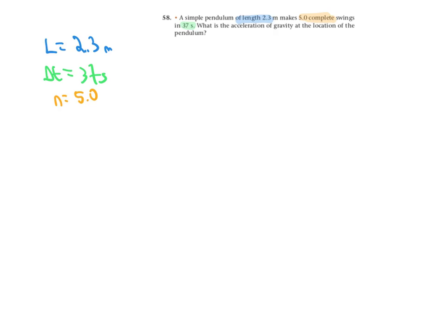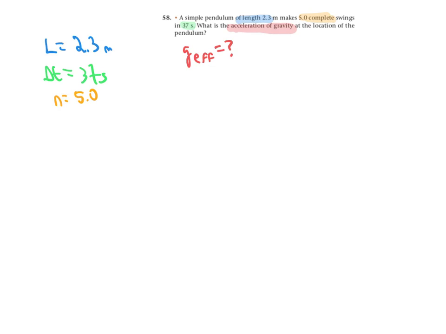And finally, what are we looking for? Well, we're looking for the acceleration due to gravity, which we would call G. I'm going to call it G effective because we don't want to confuse it with our symbol G, 9.81 meters per second squared. All right, so we have a length and almost a period, so we're probably going to want to connect that.